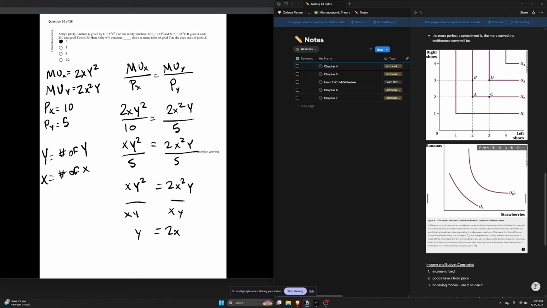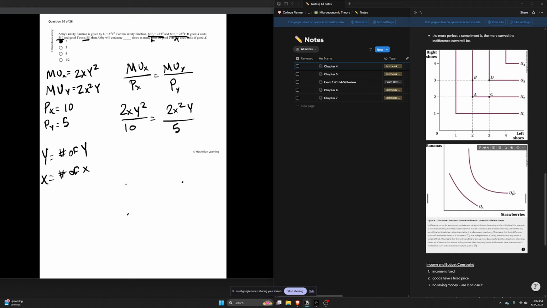Okay. So we're doing this formula again, this one right here, for both of them. We're just plugging things in. MUX is given right here. MUY is given right here. Price of X is there. Price of Y is here. So just plug all that in, and then it's just algebra from there. So you see it's 10 and 5. I guess I can resolve this for you. It won't be too bad.